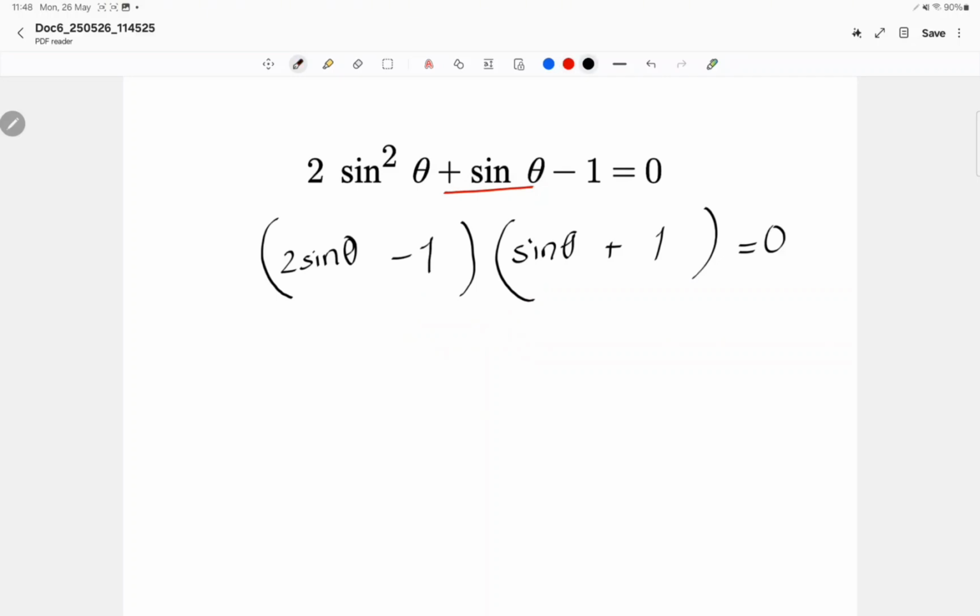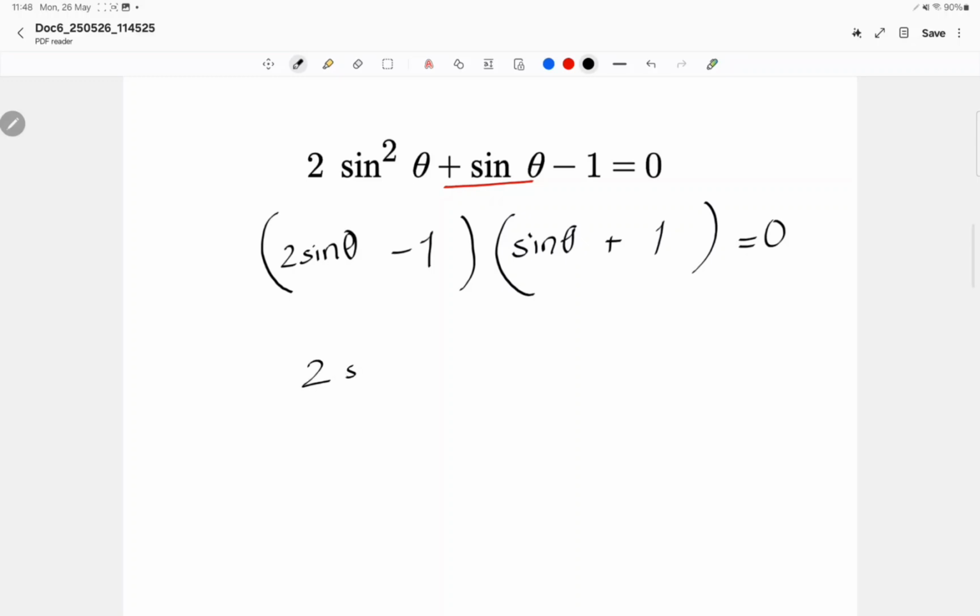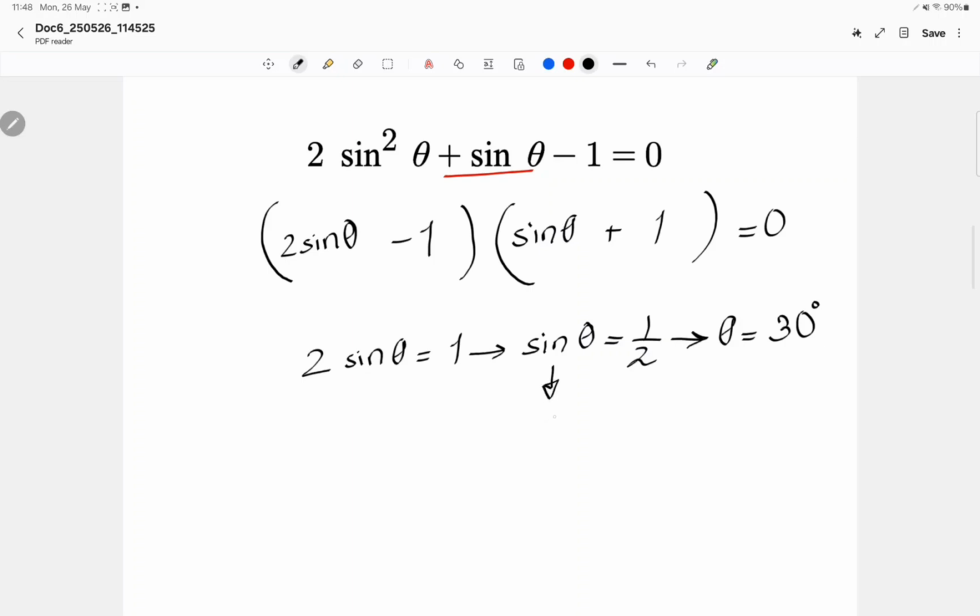Okay, let's continue. So now what's going to happen is we're going to get 2 sine theta is equal to a 1. So sine theta is equal to a half. And by taking the inverse sine, the theta is going to be 30 degrees actually. Okay, but the sign is positive. That means we have to cover 2 quadrants. We have to cover the first quadrant. We also have to cover the second quadrant.